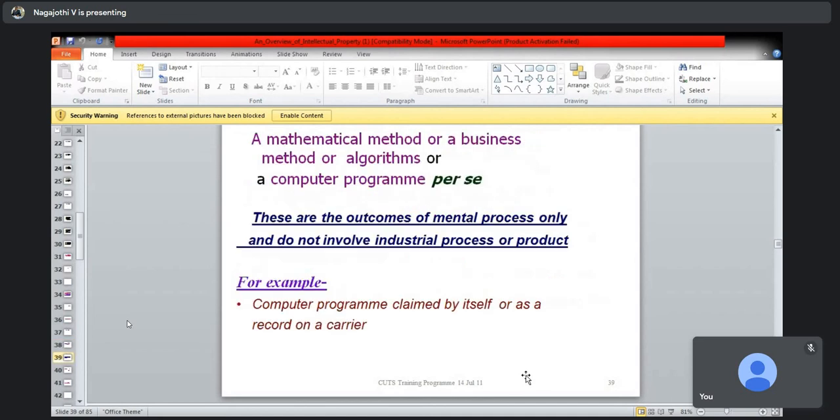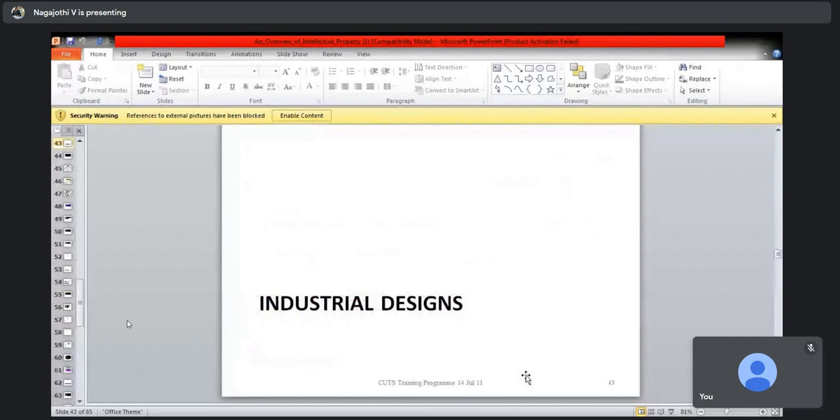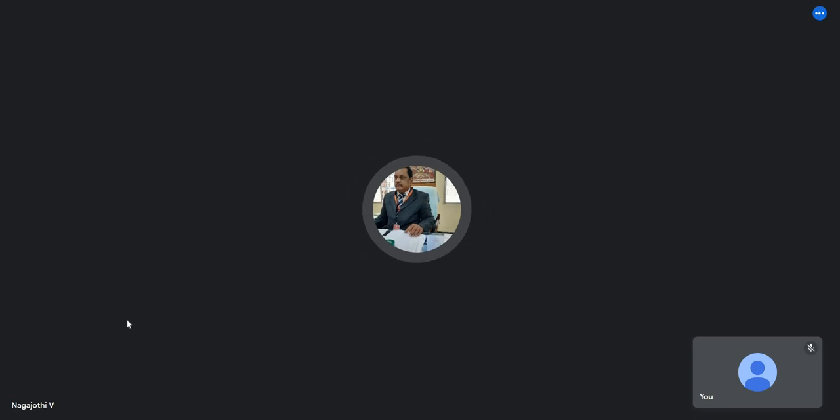And the mathematical method, business method, algorithm or computer program are the outcomes of a mental process only and do not involve an industrial process or product. For example, a computer program claimed by itself. So there are a lot of things which are not patentable. Then industrial science, I think, is not applicable to us. So we stop with this presentation.